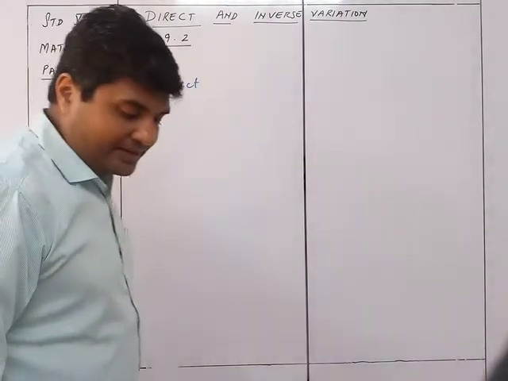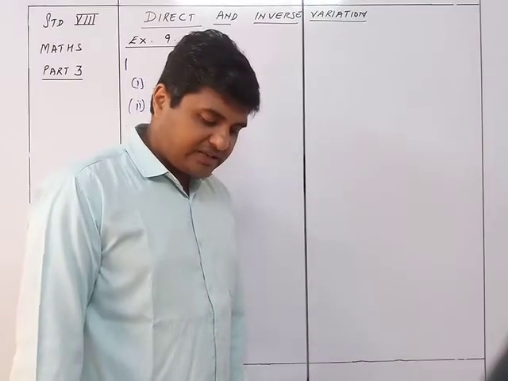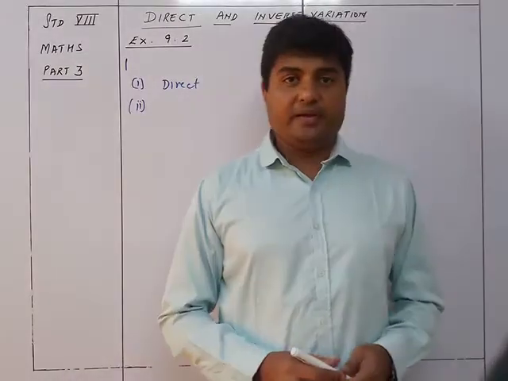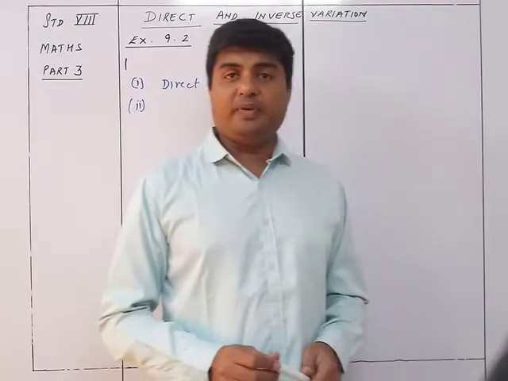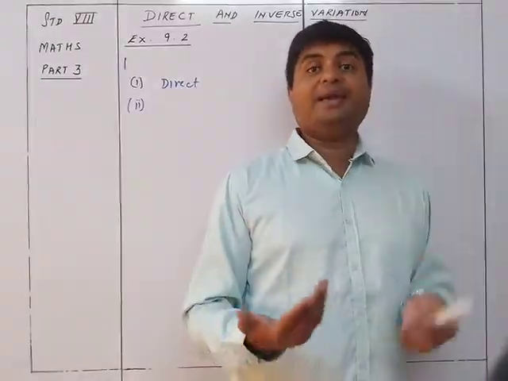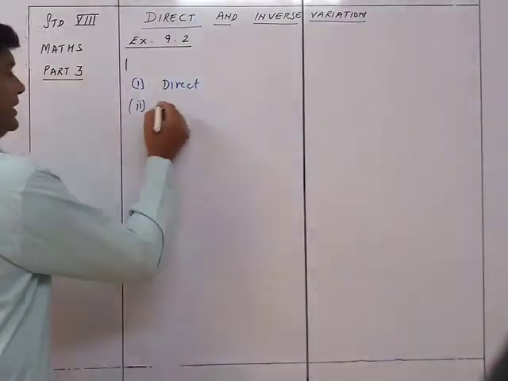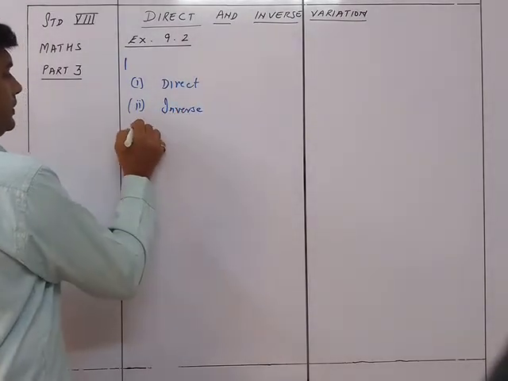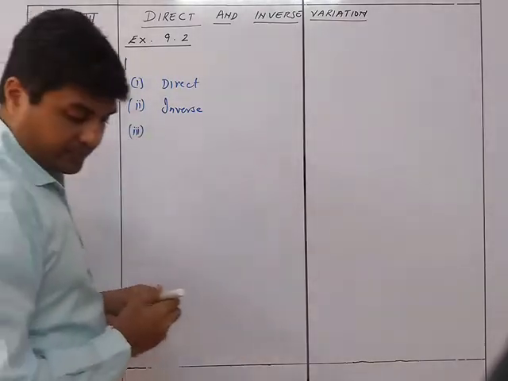Second one, time taken by a train to cover a fixed distance and the speed of the train. If the speed is more, time taken will be less. If the speed is less, the time taken will be more. So yes, they are in inverse ratio. The second one is inverse. We move on to the third one.